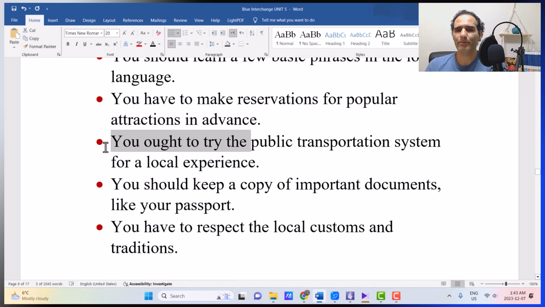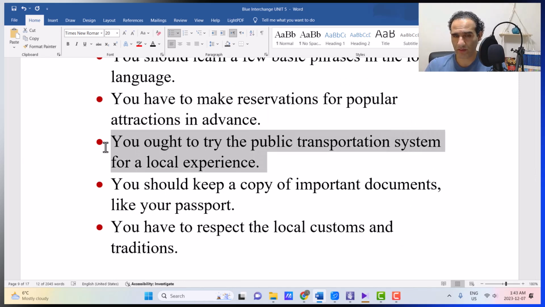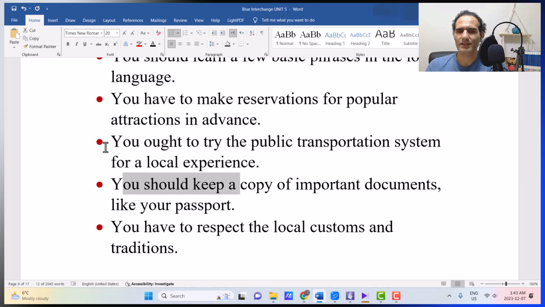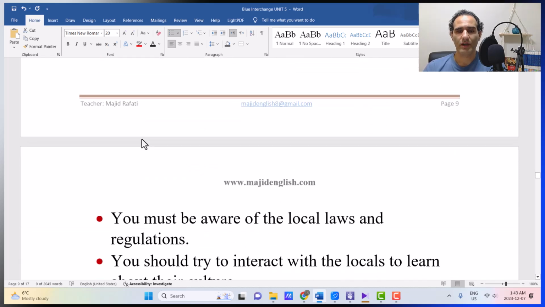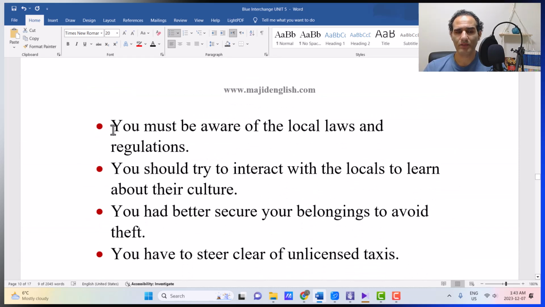You ought to try the public transportation system for a local experience. Advice. You should keep a copy of important documents like your passport. Advice. You have to respect the local customs and traditions. Otherwise, maybe you even end up in jail. You don't know. So I am preparing lots of examples for you so that you learn this grammar.